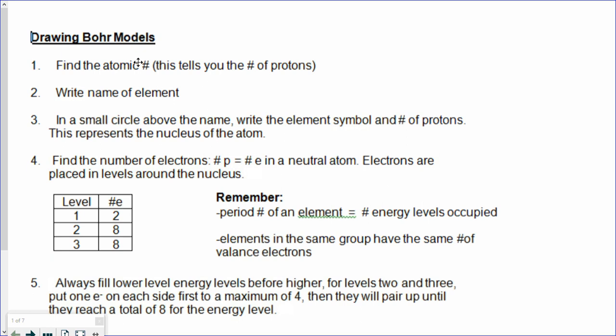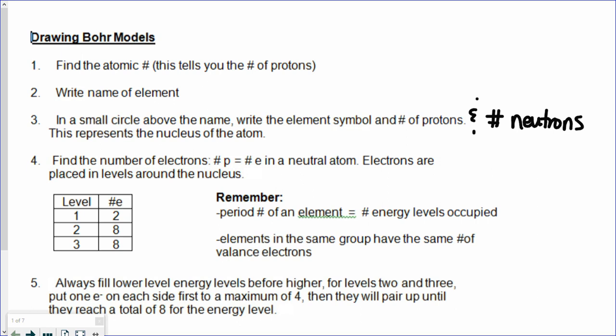Write the name of each element. I usually just use the element symbol actually, so the 2 letters or 1 letter depending on what it actually is. So it says in a small circle above the name, oh, I see what I've done. Write the element symbol and the number of protons. I actually also will always write the number of neutrons as well, because that will tell us what isotope we're dealing with.